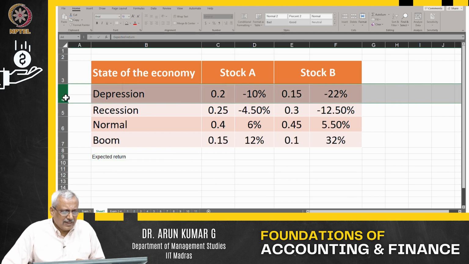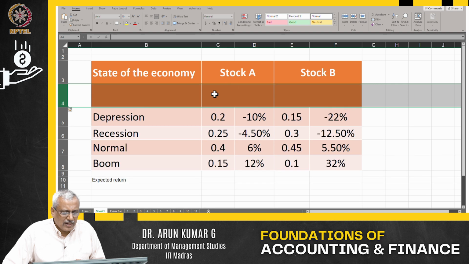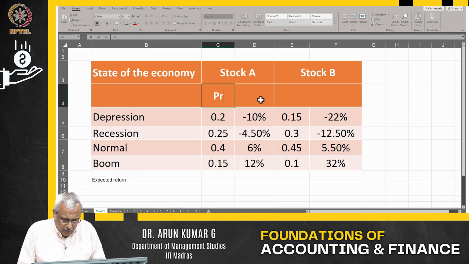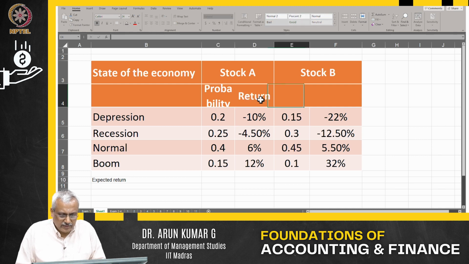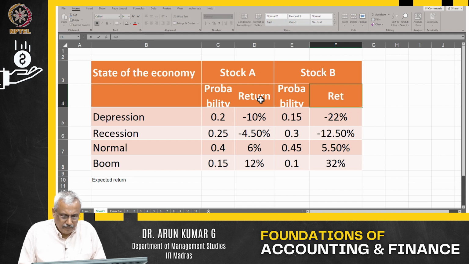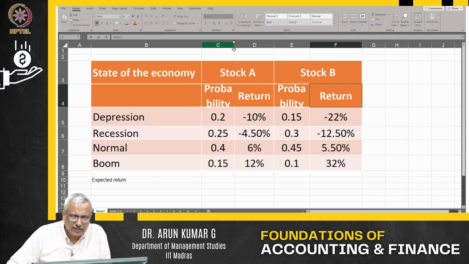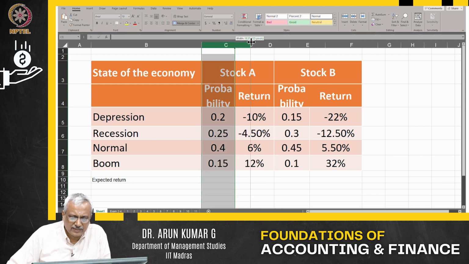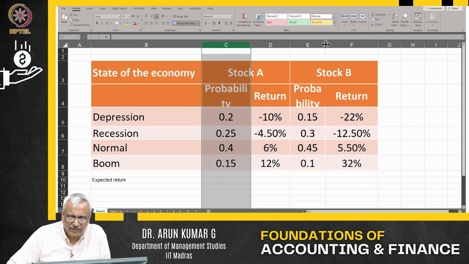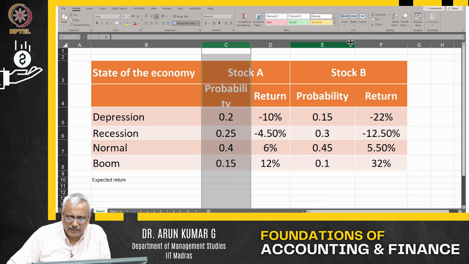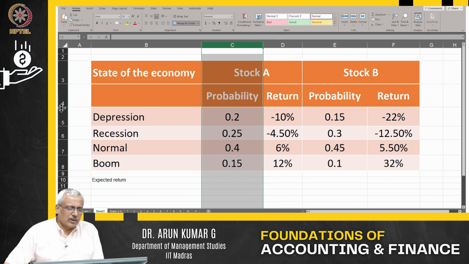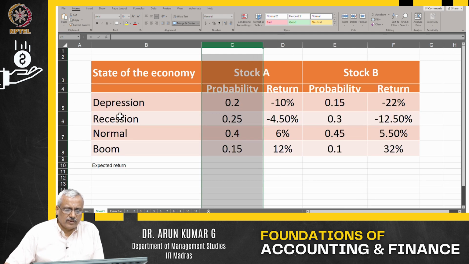I will add a row here, and I will mention probability, and this is what is called return. This is just the probability, and this is the return in this particular case. I'm just going to increase the size of this out here. That's basically what we have out here in this case.